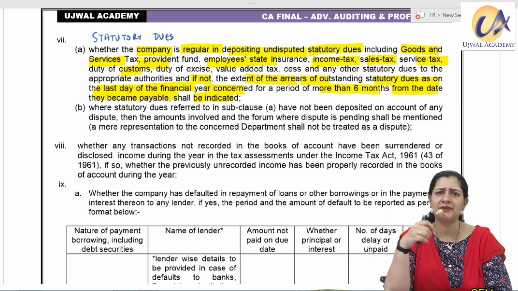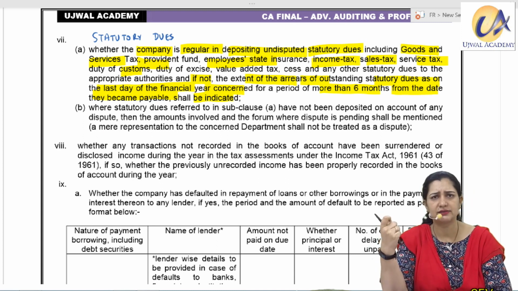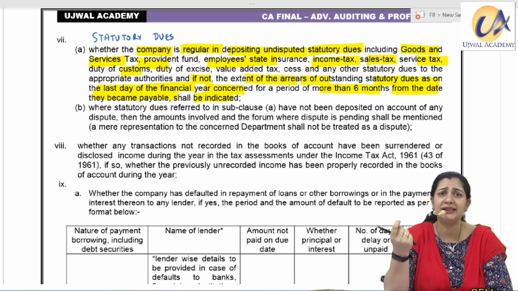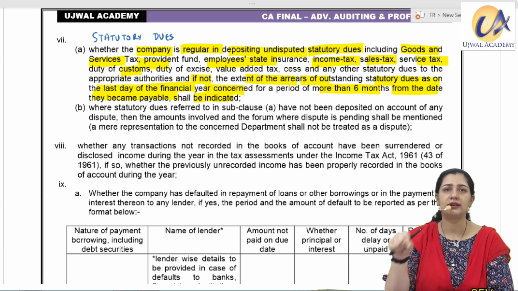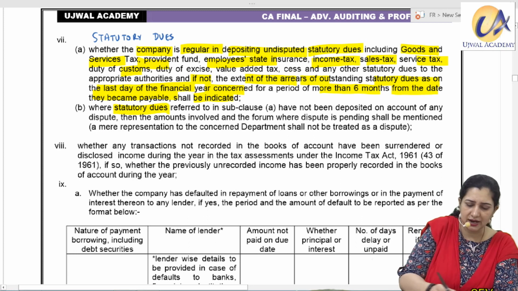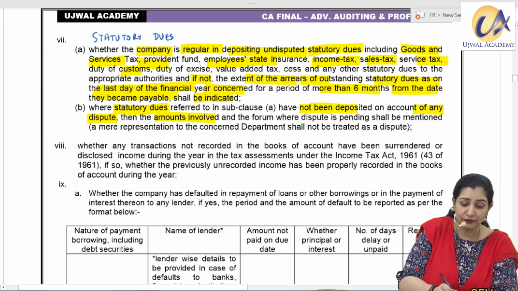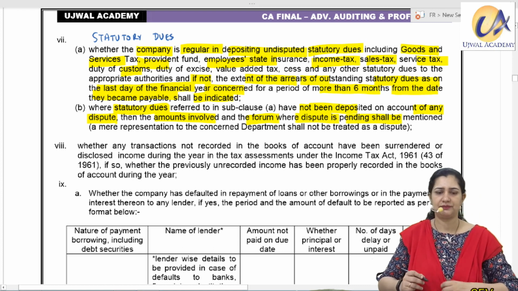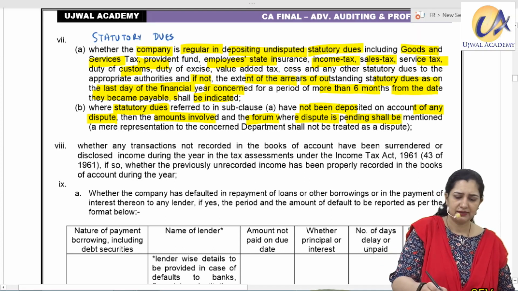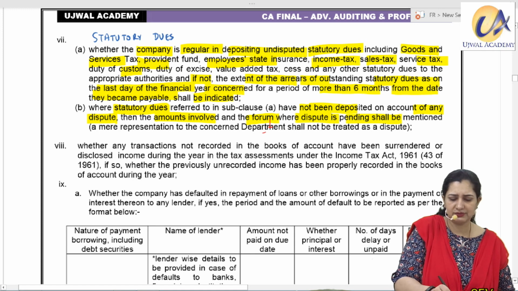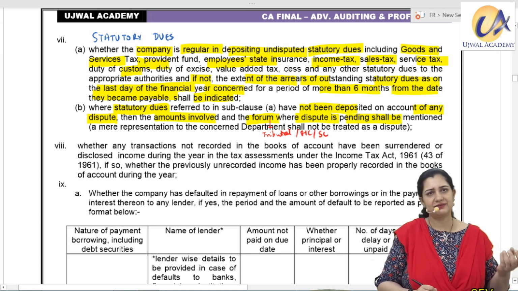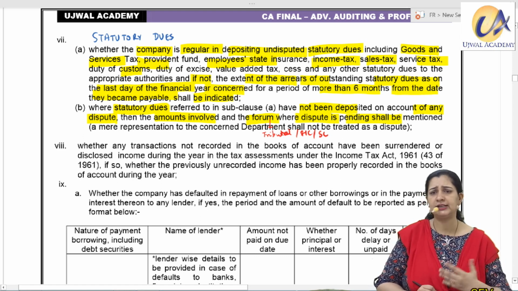But what if the company is having a dispute? So income tax, we are fighting. We don't want to pay that tax. Then that will be reported under point number B, where statutory dues are not deposited because of some dispute, some legal case. Then the amount involved and the forum where it is pending should be mentioned. The forum could be at the tribunal level, it could be at the court level, Supreme Court, High Court. Where is the case going on? Give those details of the case.